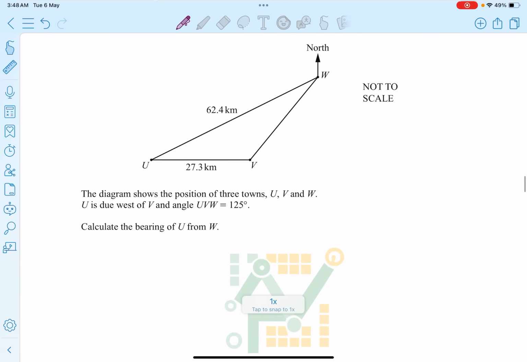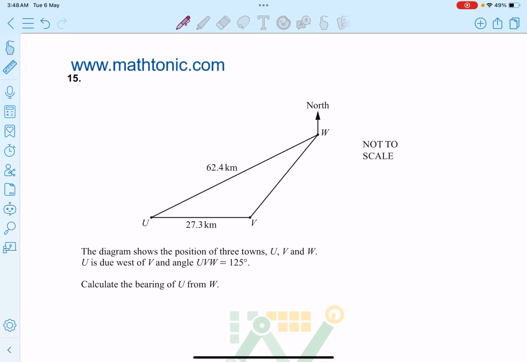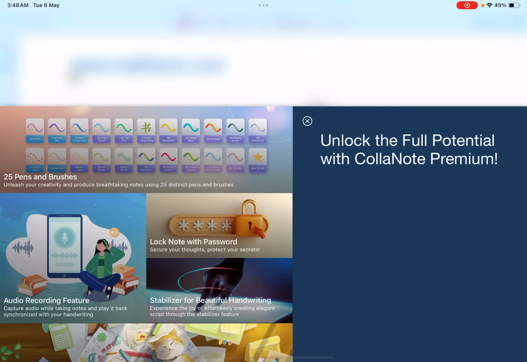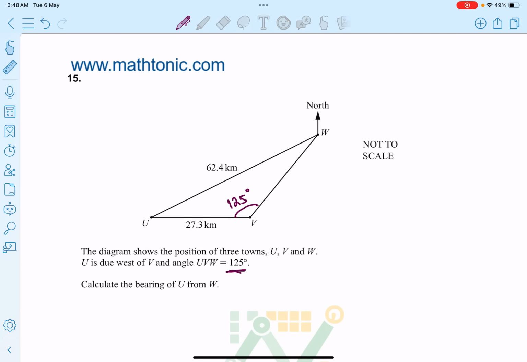Okay, next question is given. The diagram shows the position of 3 towns, U, V and W. U is due west of V, and the angle given is 125 degrees. Now calculate the bearing of U from W.